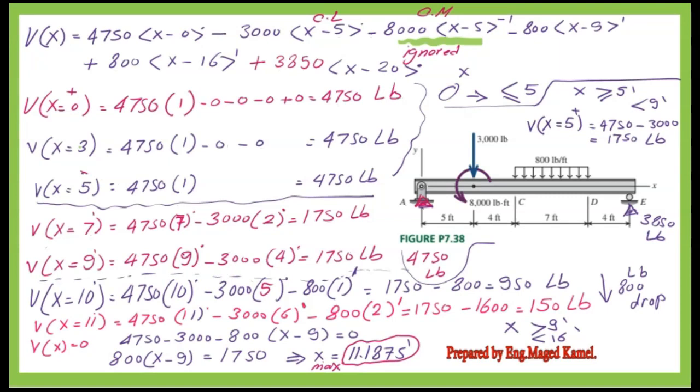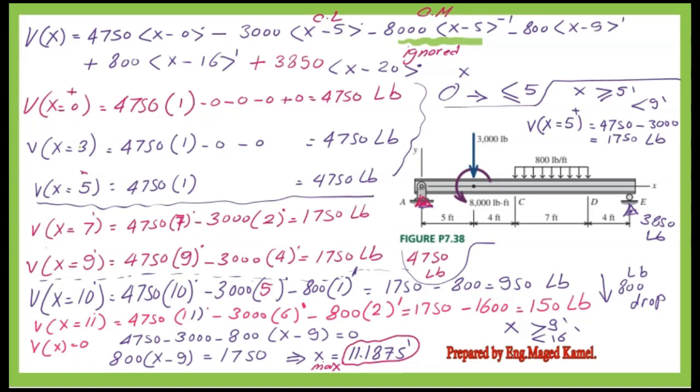We are interested in the point of maximum moment or zero shear. We assume that this point will occur between 9 and 16. So we will write V of x equal to 0 as 4,750 multiplied by 1, minus 3,000 multiplied by 1, minus 800 multiplied by (x minus 9) raised to the power of 1. We equate these three items to 0.